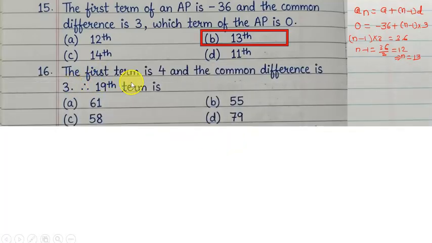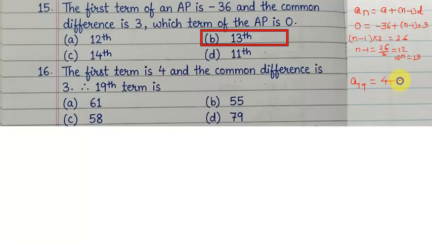Next, the first term is 4 and the common difference is 9. Then the 19th term. Again here we will apply the formula. The 19th term means a_19 is equal to the first term 4 plus (n minus 1).